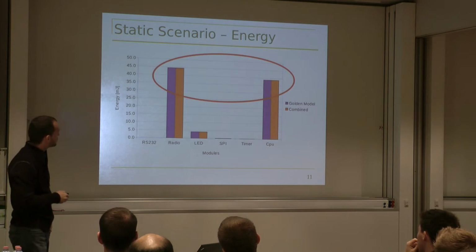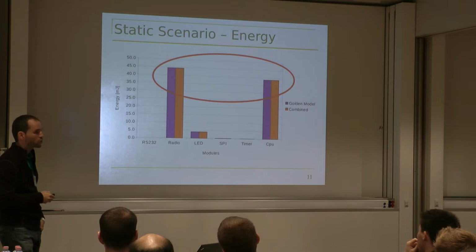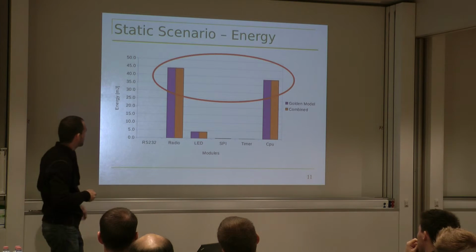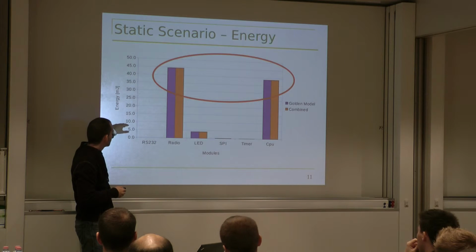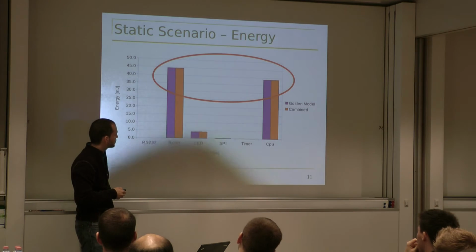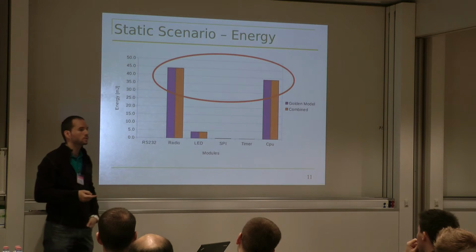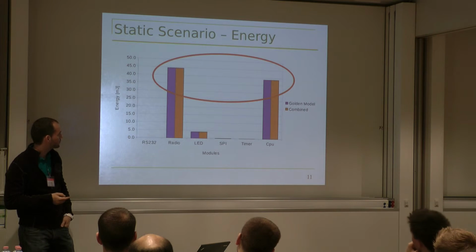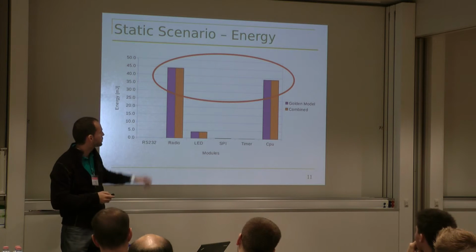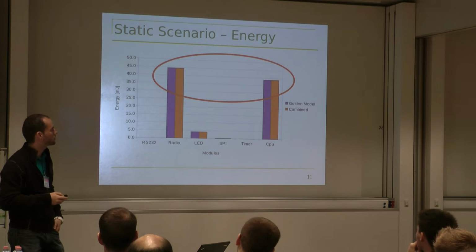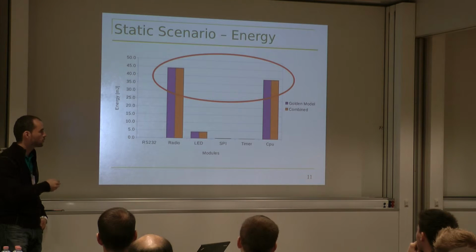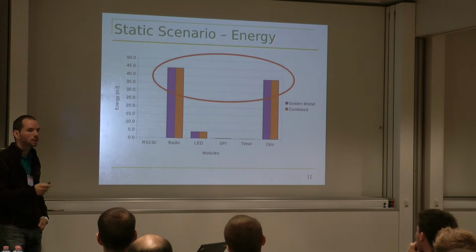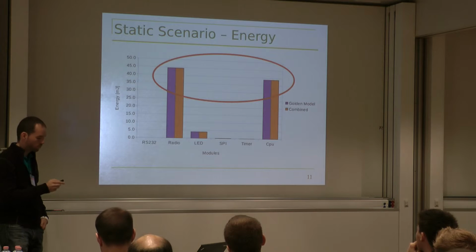As a second step, we investigated the energy. This is the energy of one sensor node. Here we have the energy on the y-axis and several different modules within a node on the x-axis. And as you can see, also highlighted in red, the energy consumption determined in the gold model and in the combined model exactly match.